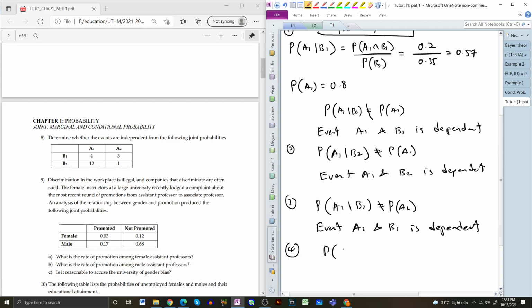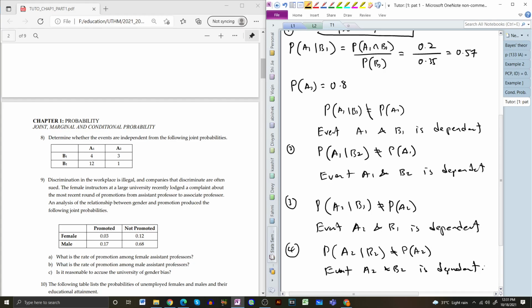And the fourth one is A2, B2. You have to consider all the combinations, and event A2 and B2 is dependent. So basically once you write this, that's enough. That's how you answer. Basically all the events are dependent actually. That's how you answer this question.